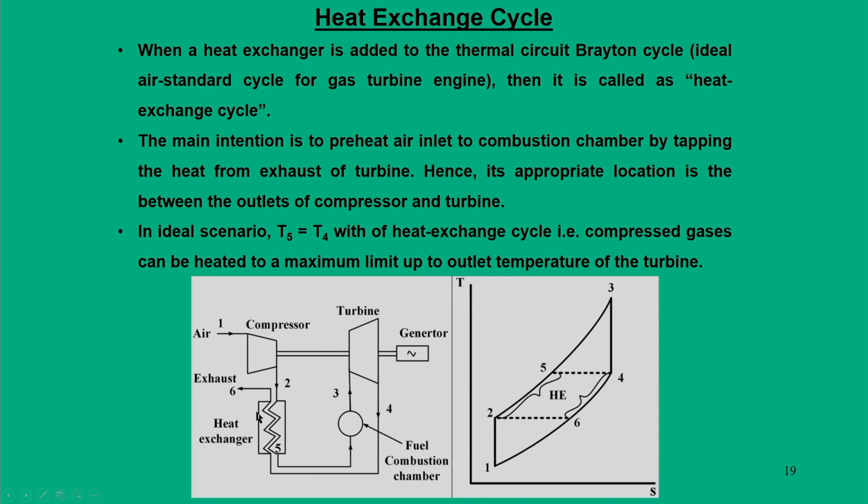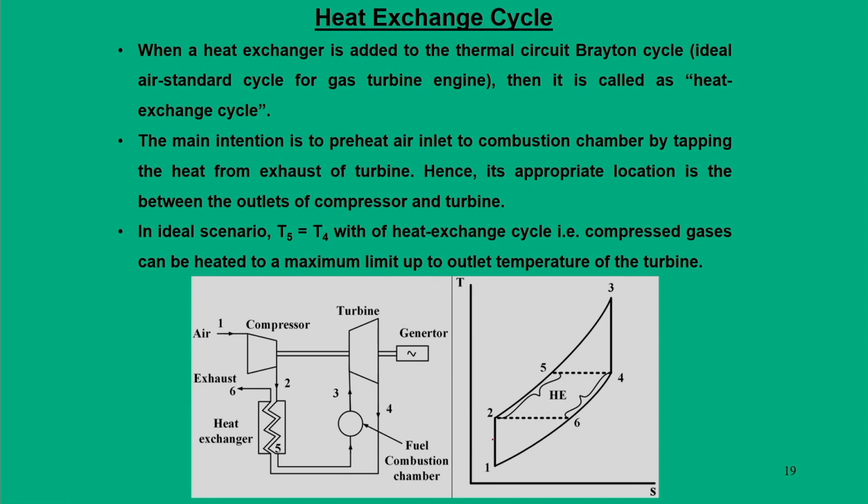So, what the heat exchanger does is, the heat from the exhaust at the exit of the turbine is tapped by preheating the compressed air that comes out from the compressor at state 2. So, one process goes from 4 to 6, the other process goes from 2 to 5. In this process, the changes that happen in the TS diagram go like this.